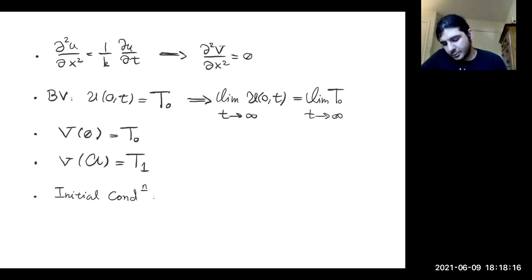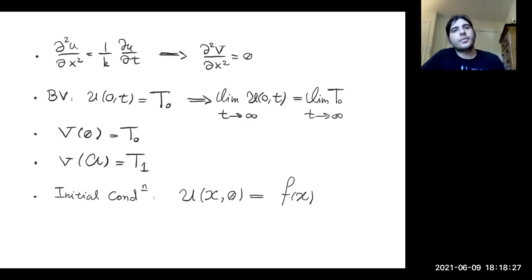The initial condition was this one. We knew that u at any point x at time 0 is given by a function f of x, right? That's the initial condition. What happens here?